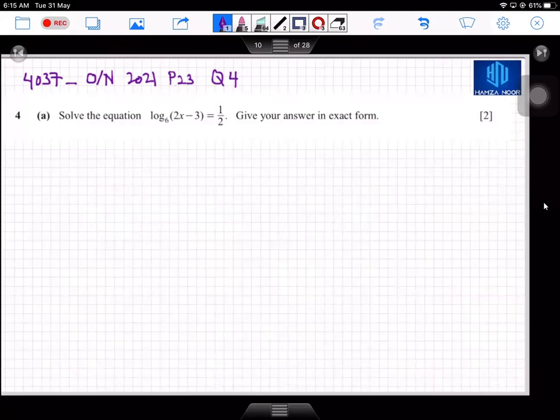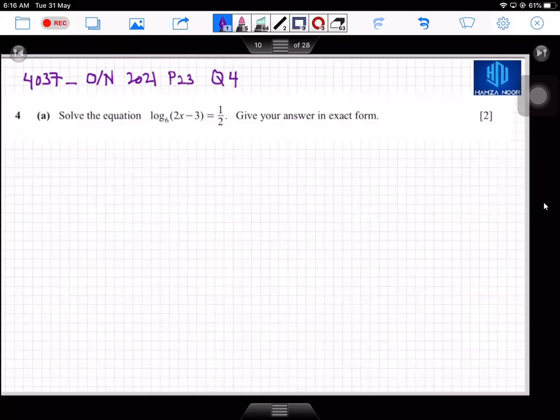from the topic log and exponential equations, 4037 O-level additional mathematics, October November 2021, paper 2 variant 3. Question number is 4. Part A says: solve the equation log with the base 6 of 2x minus 3 equals half. Give your answer in exact form.